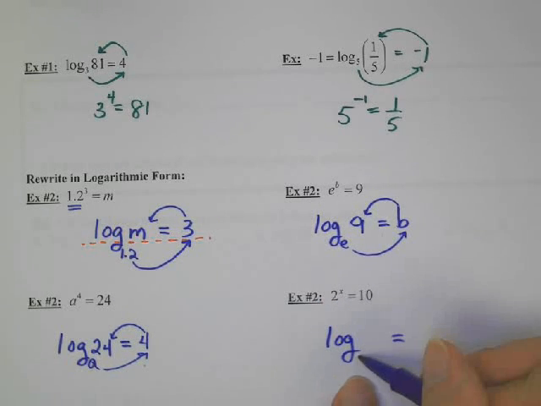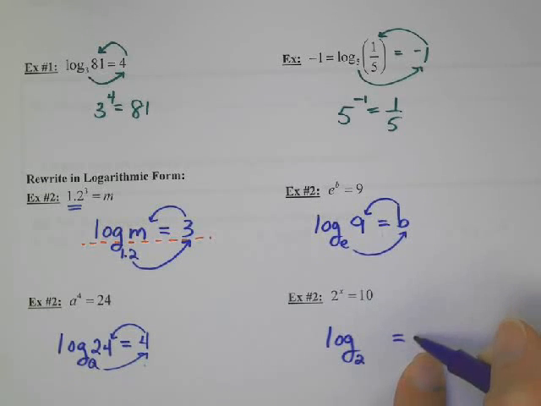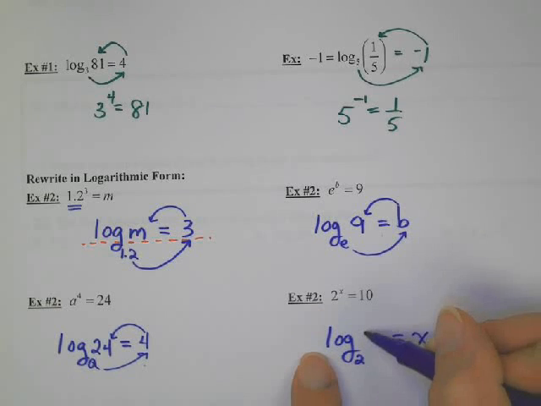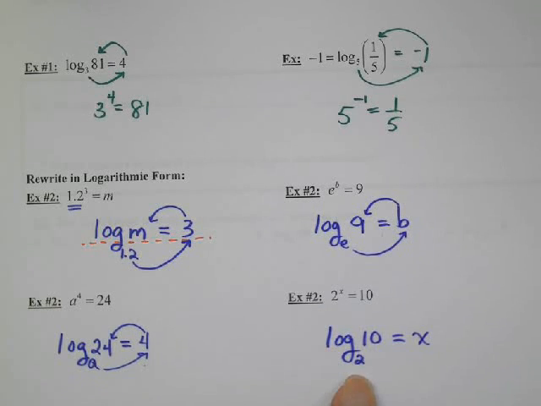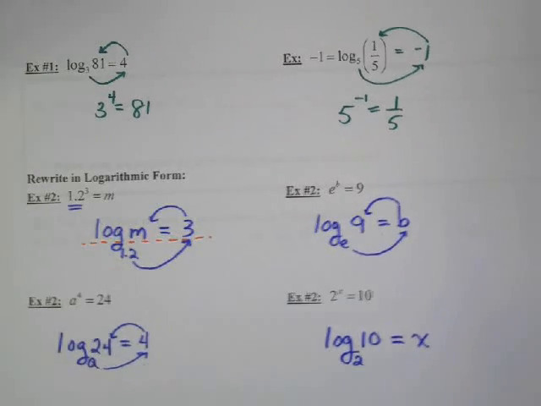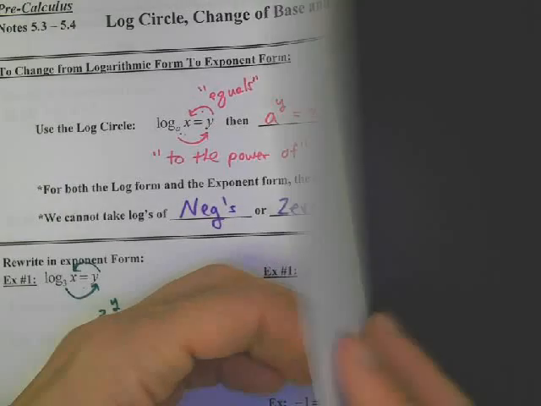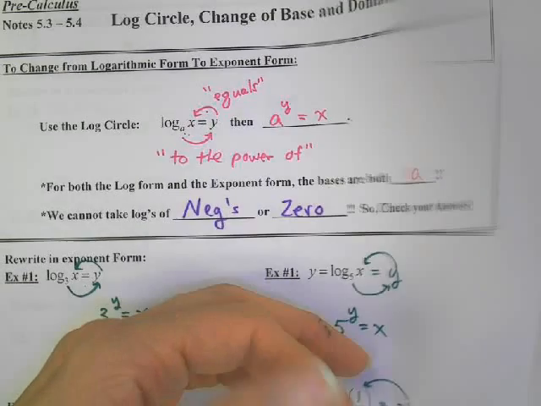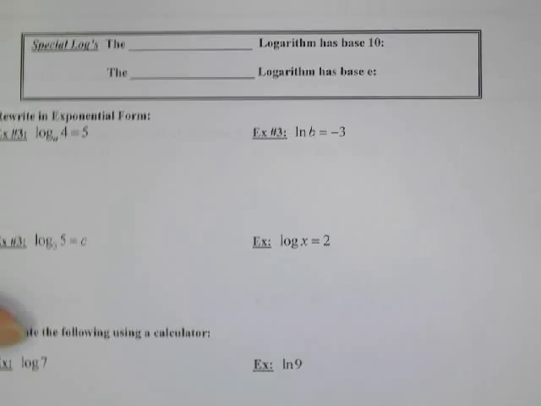Okay, let's go over here. The base is 2. The log circle would say 2 to the power of, what goes here, x. And then here on the of spot, 10. Log base 2 of 10 equals x. The better you get at log circle, the easier this entire chapter is going to be, because we're going to switch from log to exponents the entire time, and that's how we're going to do it.